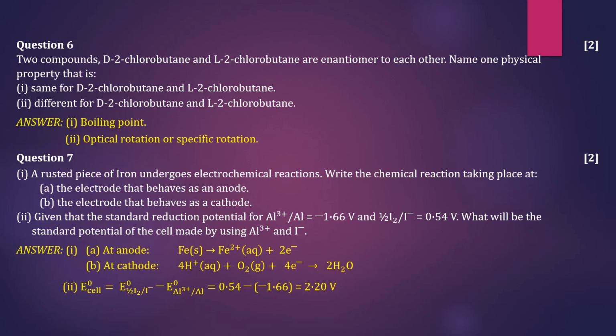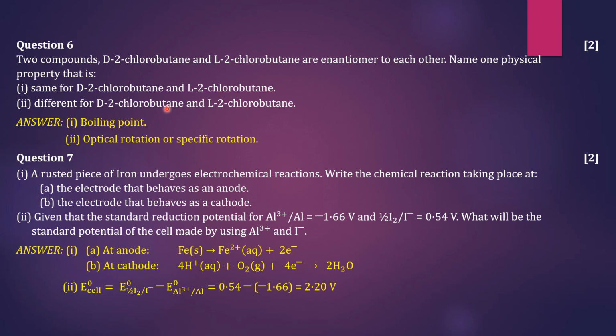Next question. Question number 6. The two compounds D-2-chlorobutane and L-2-chlorobutane are enantiomers. So you have to name one physical property which is the same and one which is different. Most of the physical properties will be the same. Here I have written boiling point; you can write melting point, refractive index, surface tension, or viscosity. In most physical properties, specific heat and all those things will be the same.